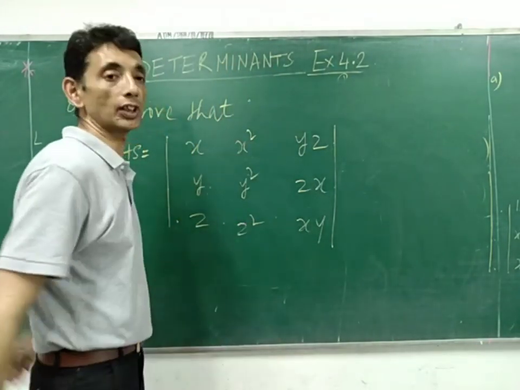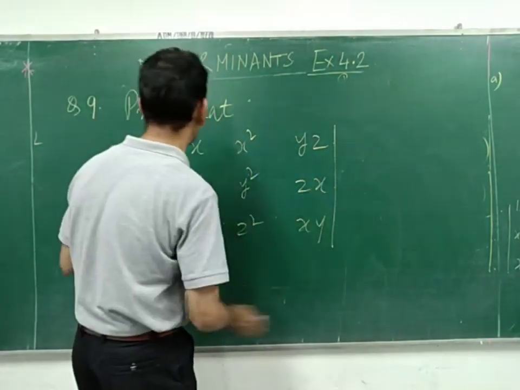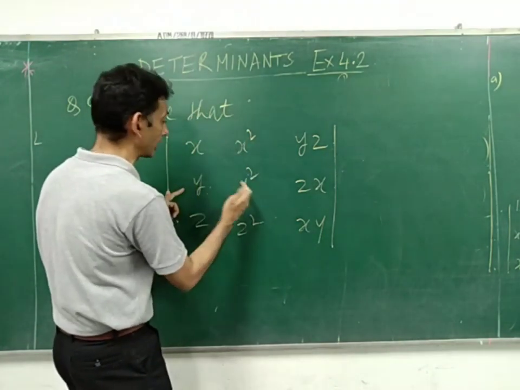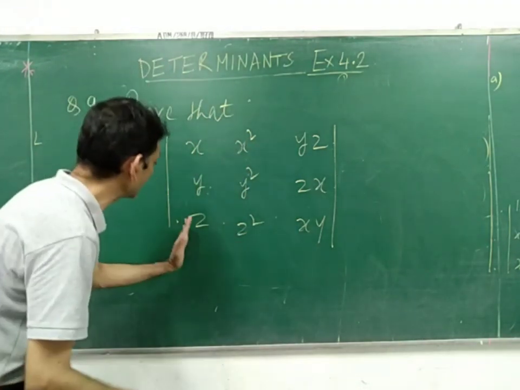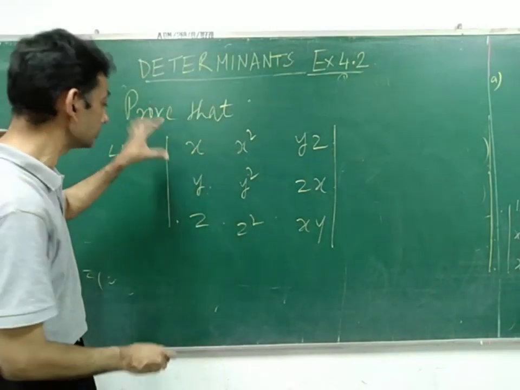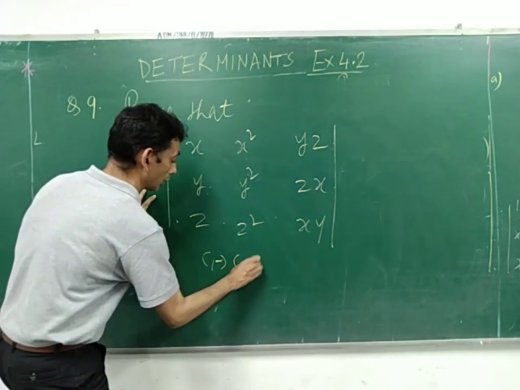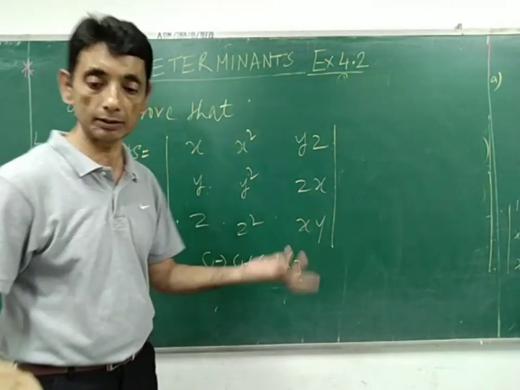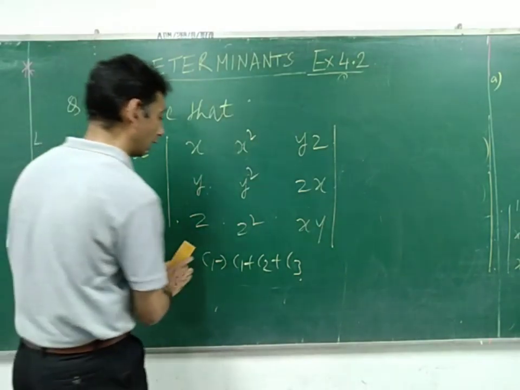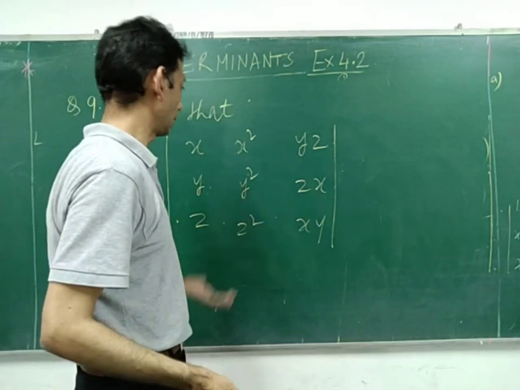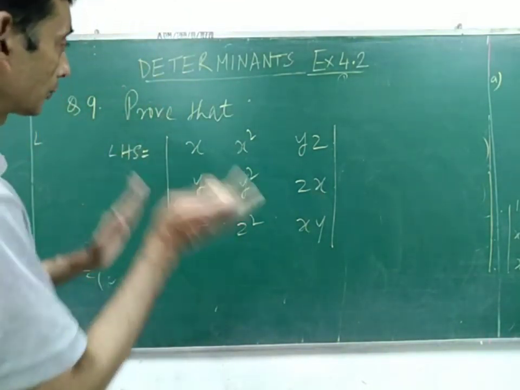Similarly, we'll try the column method. If you add column wise, C1 plus C2 plus C3, you get x plus x squared plus yz, here y plus y squared plus zx, here z plus z squared plus xy. This is a way maybe you are thinking about the question. But this way is not working. So then how to shift our focus?